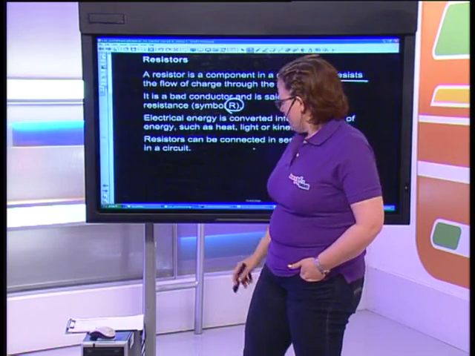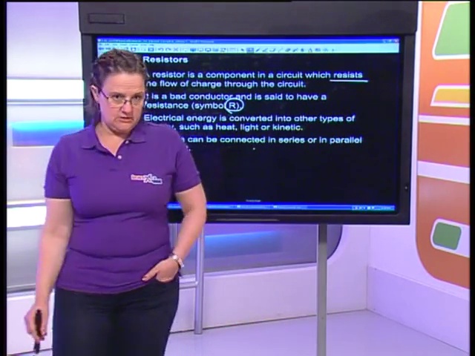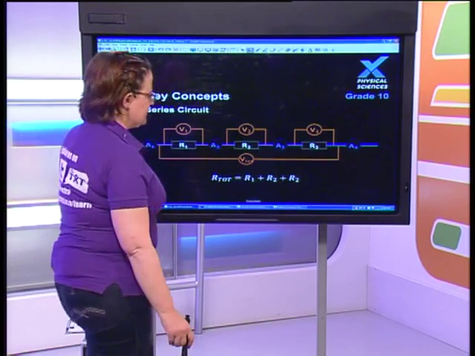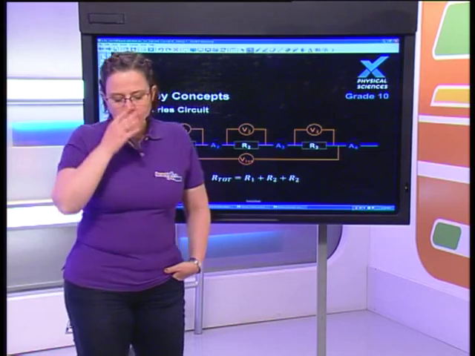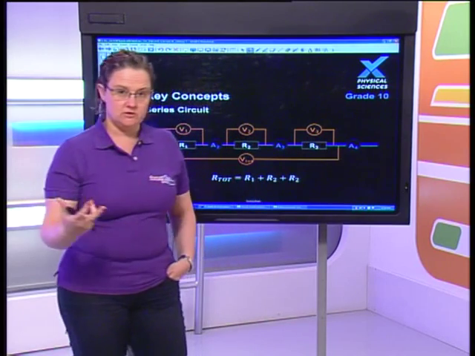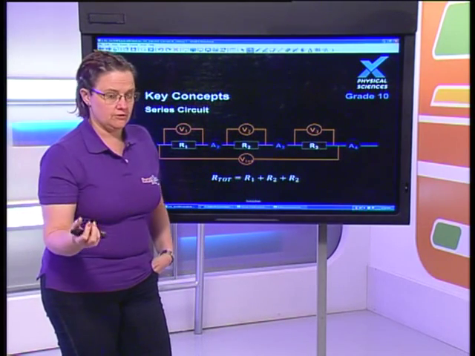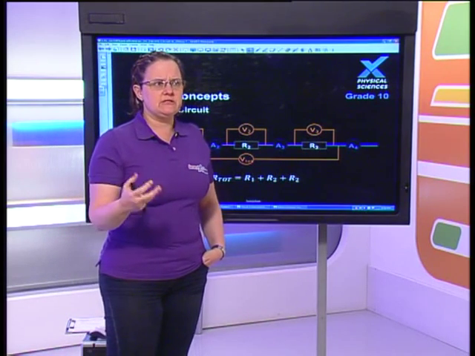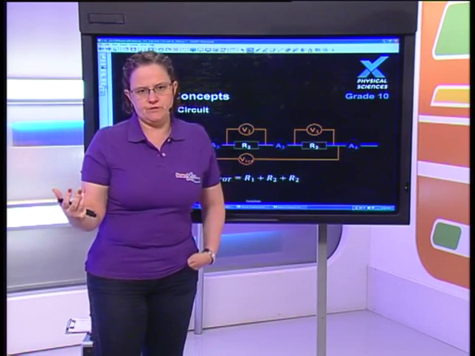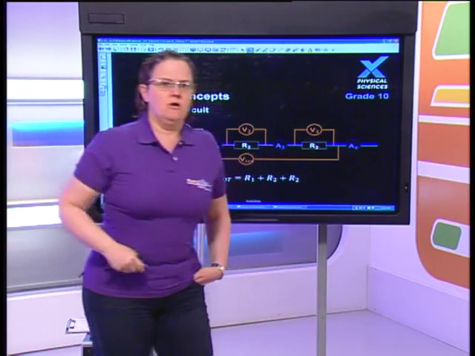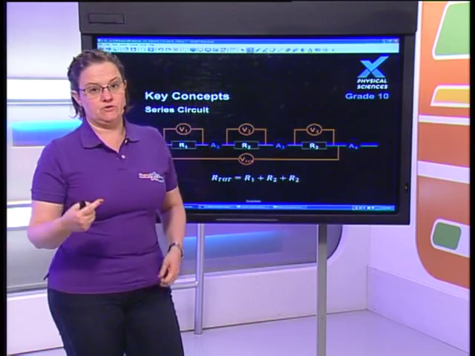Now, when we look at resistors, resistors can be connected in a couple of ways, and we've got to think carefully about what a resistor does. A resistor makes it difficult for current to move through it. In terms of an analogy, you can almost think of a resistor as like an obstacle course. The more obstacles we put in its way, the harder it is for the electrons to move.